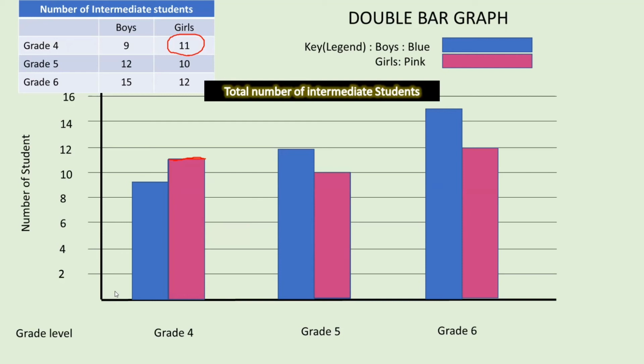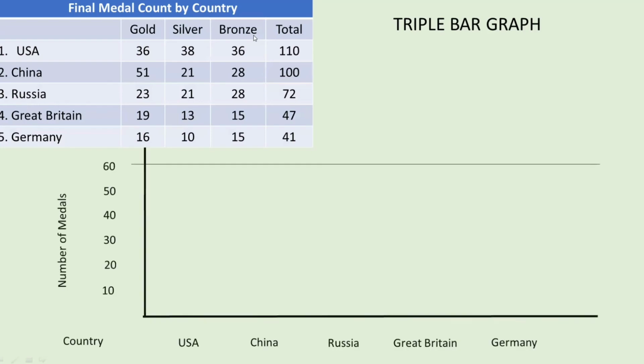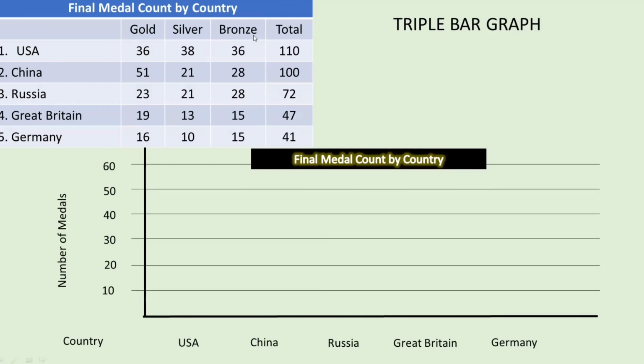Okay, next natin is the triple bar graph. So, gagamitin natin yung example natin kanina sa table, which is the final medal count by country. So, this is the bar chart, and then the title of this bar chart is the final medal count by country. So, ayan. Dahil pinapakita sa chart natin yung mga medals ng bawat country.